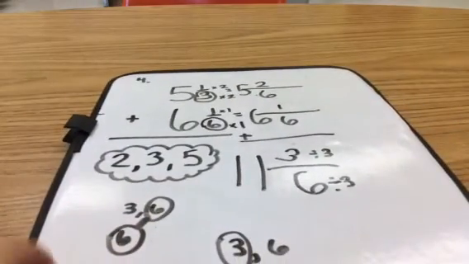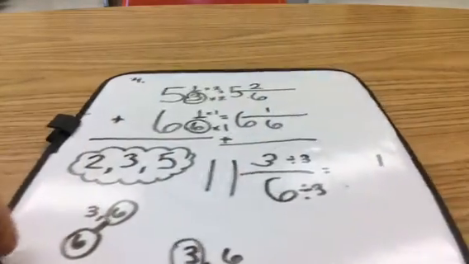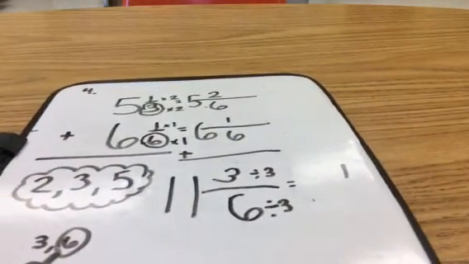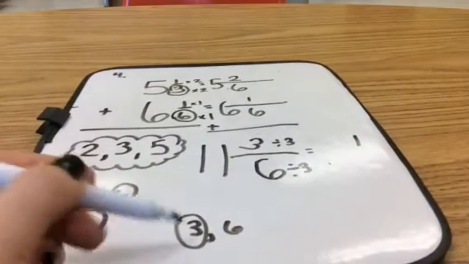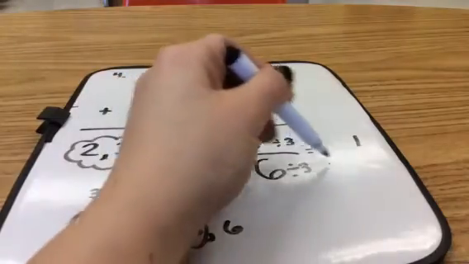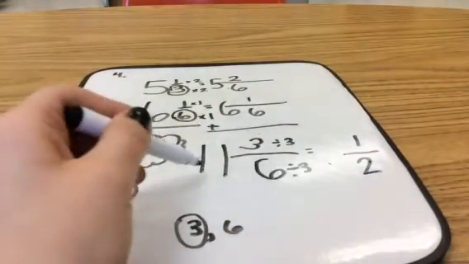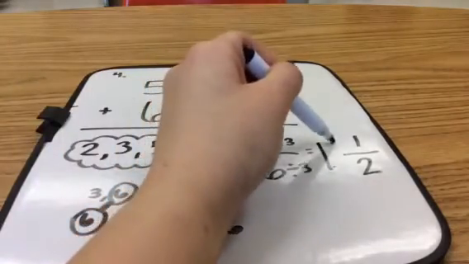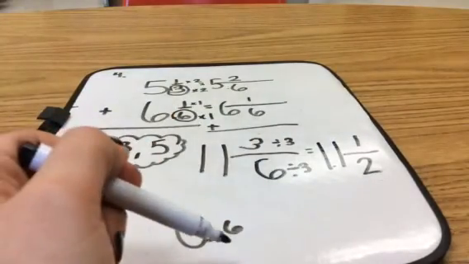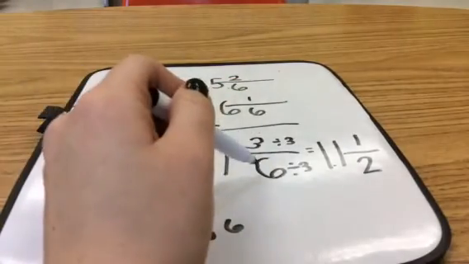3 divided by 3 equals 1. 6 divided by 3 is 2, and again I can just use my multiples. 6 dividing by 3, it goes in 2 times. And then I just bring over my whole number. So in simplest terms, technically this is 11 and 1/2 instead of 11 and 3/6.